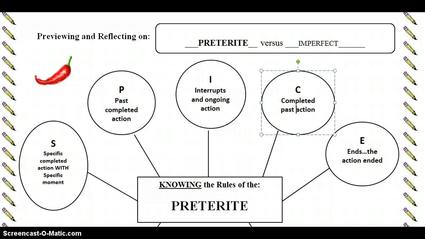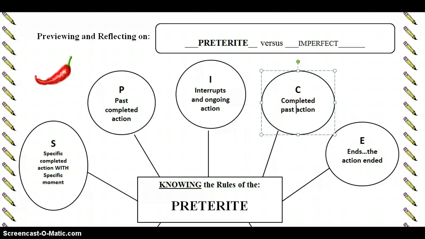Next we have P, a past completed action. You're going to see that a lot of these end up repeating because the key to the preterite is that it is a completed past action. I went to the store, I shut the door, I watched the movie. There's definite endings to these actions. They're not ongoing.